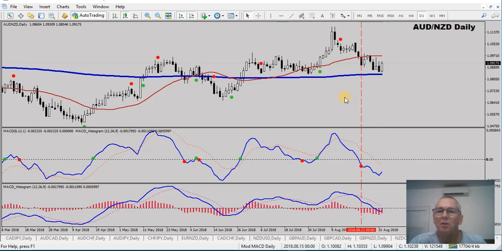And Aussie New Zealand, there's a sell signal here. I didn't take it. Price did make it down very close to the 240 LMA, but today it's bounced up nicely. So yeah, I'm not in that trade either.